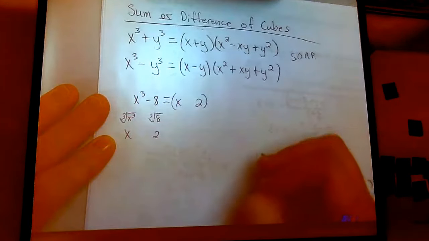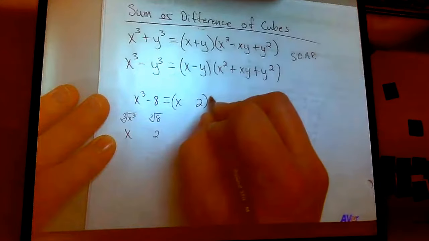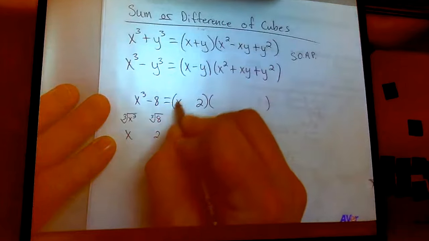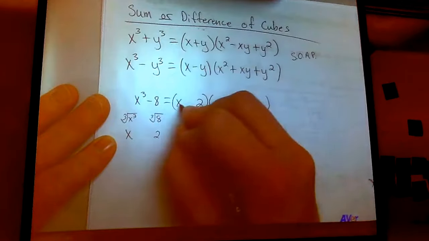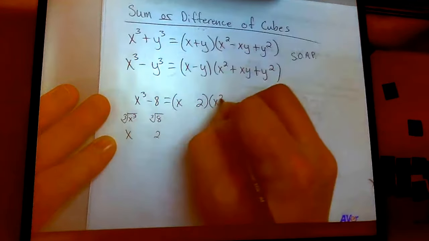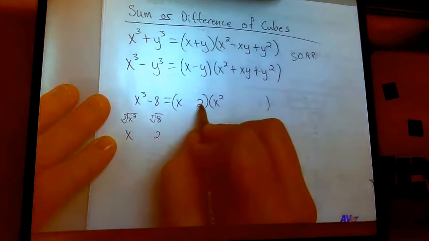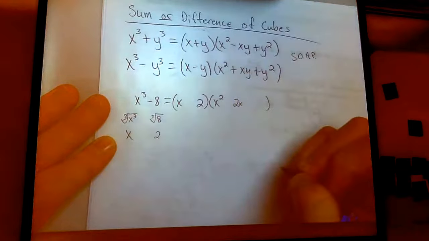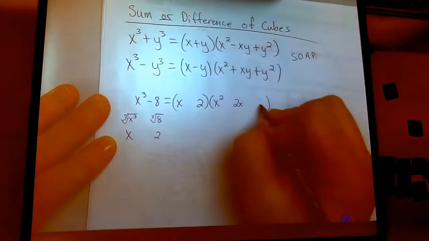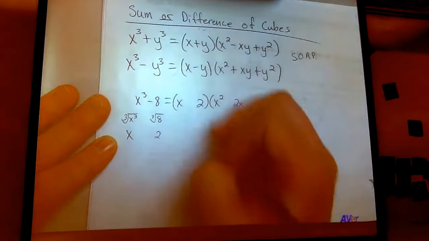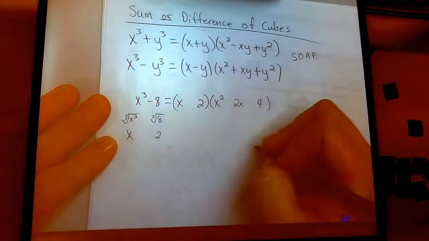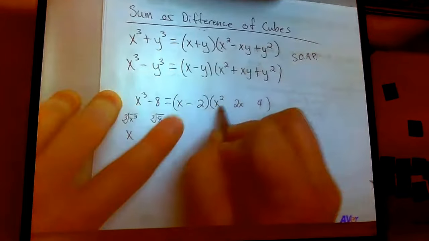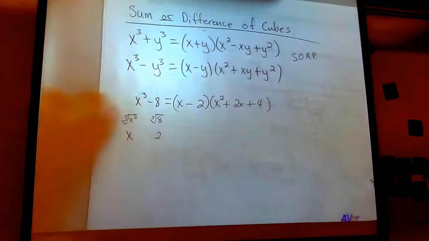I always do signs last. Then I come over here to my long parenthesis, take this one, square it. So what's x squared? x squared. The middle one, multiply them together, 2x. And then the back one, square this, 4. Then fill in your signs. Same, opposite, always positive.